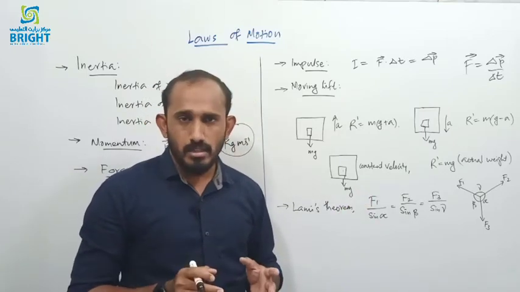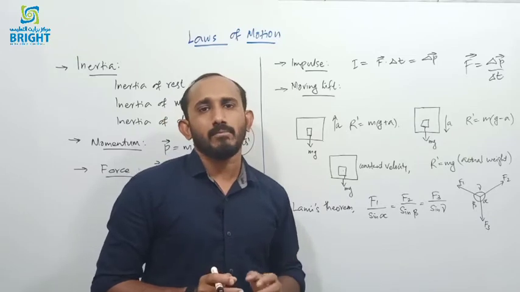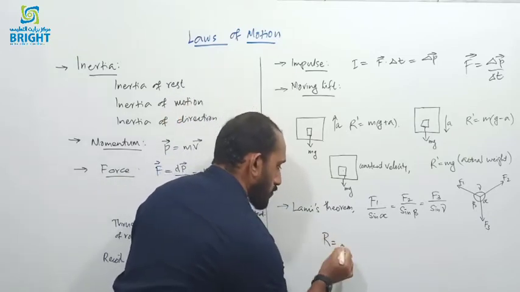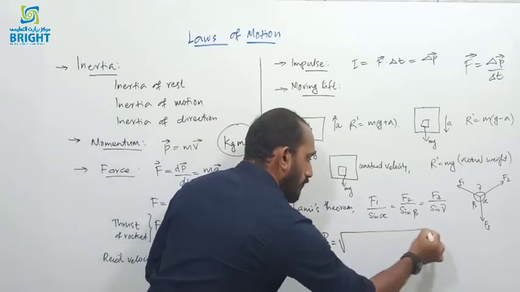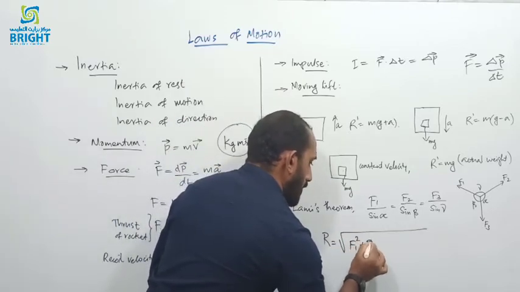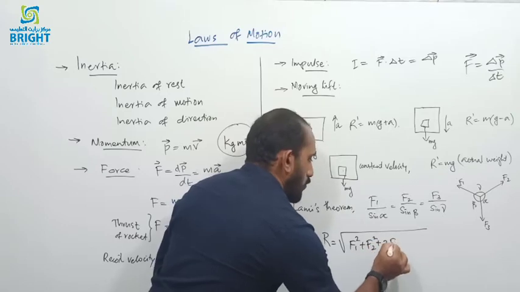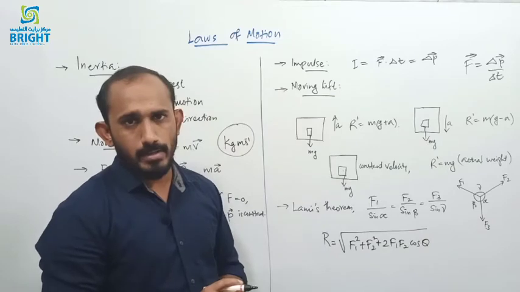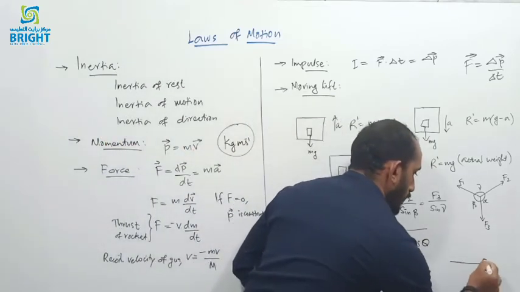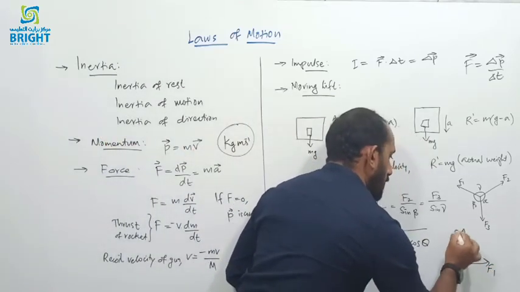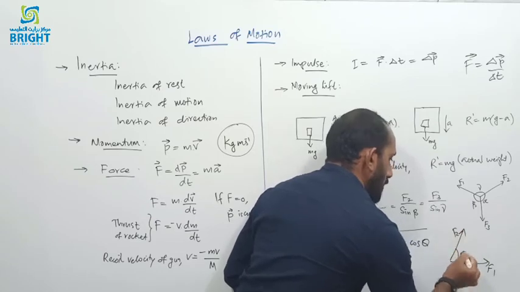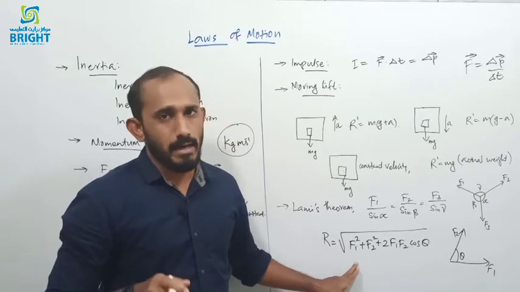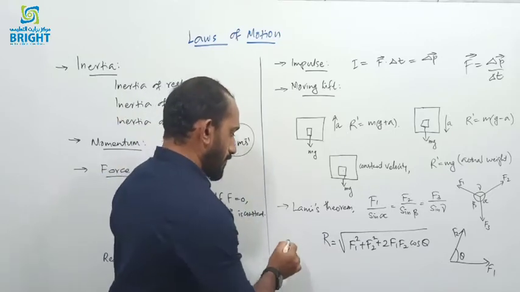Now, if two forces are there, we can use the normal parallelogram law of vector addition also. If they are making an angle theta, then the resultant of forces will be equal to root of F1 square plus F2 square plus 2 F1 F2 cos theta. The cosine law says this. Suppose there are two forces, one force acting this way, another force acting this way, making an angle theta. Then you can use this same equation, which we get from the parallelogram law of vector addition.